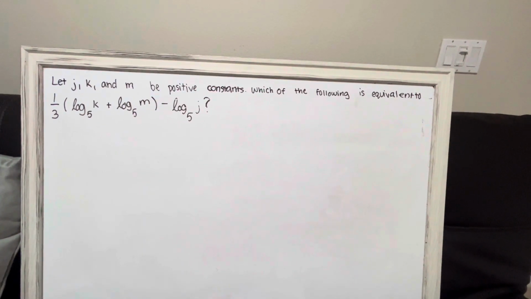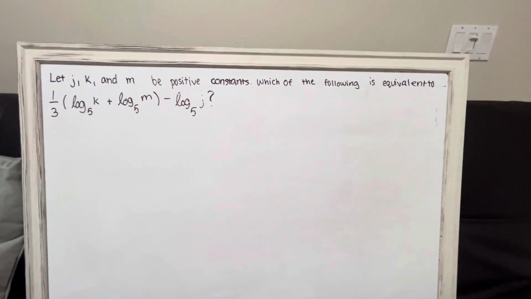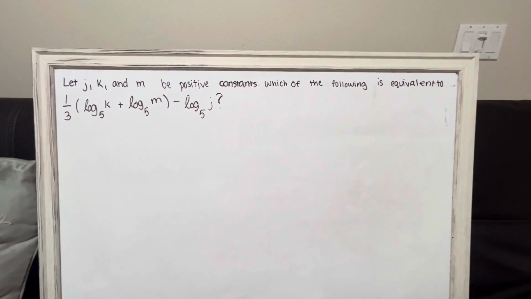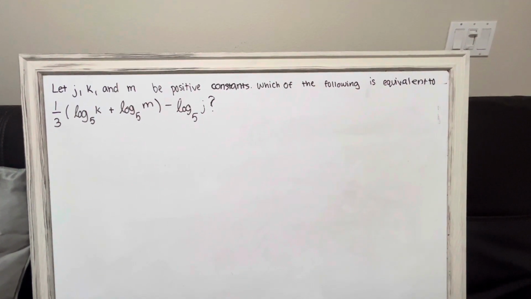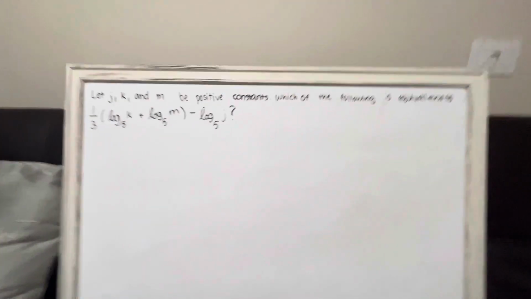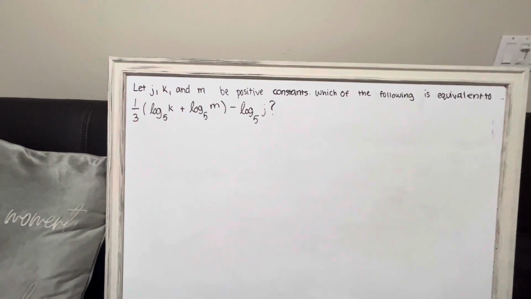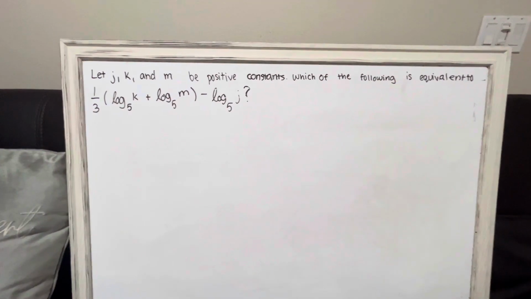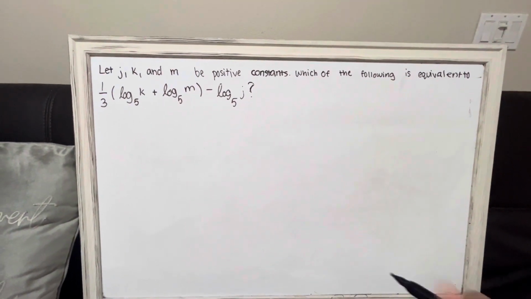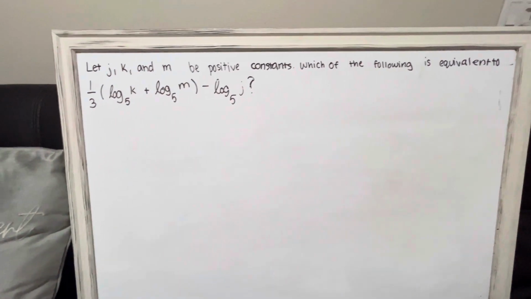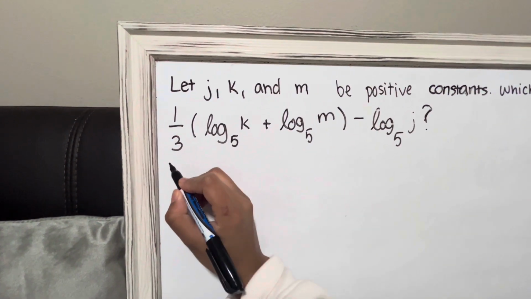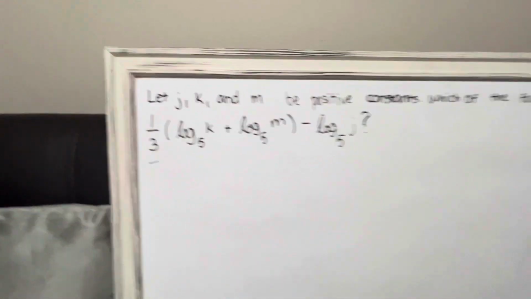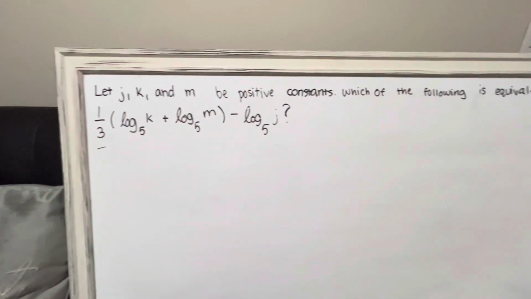j, k, and m be positive constants, which of the following is equivalent to 1/3 of log base 5 k plus log base 5m minus log base 5j? So as you can tell, this equation is pretty spread out, which means we're going to probably have to condense it to make it smaller. The first thing you can notice is that there's 1/3 on the outside of the parentheses of log base 5k plus log base 5m.